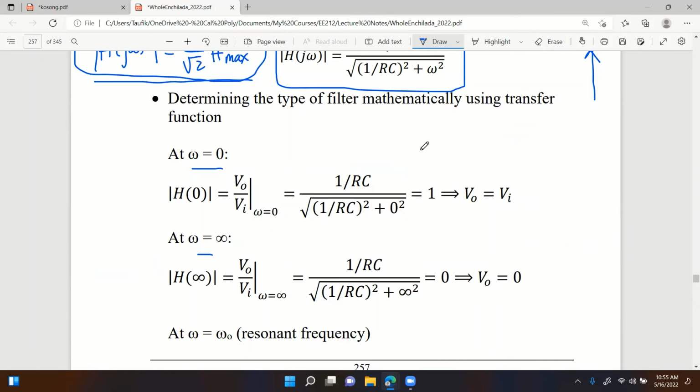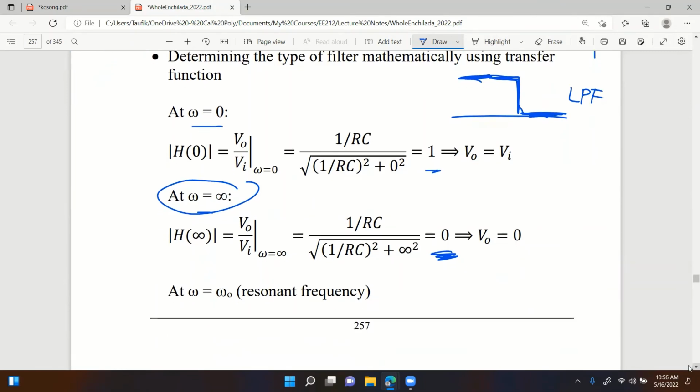At omega equals 0, you plug in 0 into the transfer function and you get 1. So high gain at low frequencies. And then at high frequencies, you can see the gain is equal to 0. So that's low gain at high frequencies. What type of filter has high gain at low frequencies and low gain at high frequencies? That's a low pass filter. Any question on this?